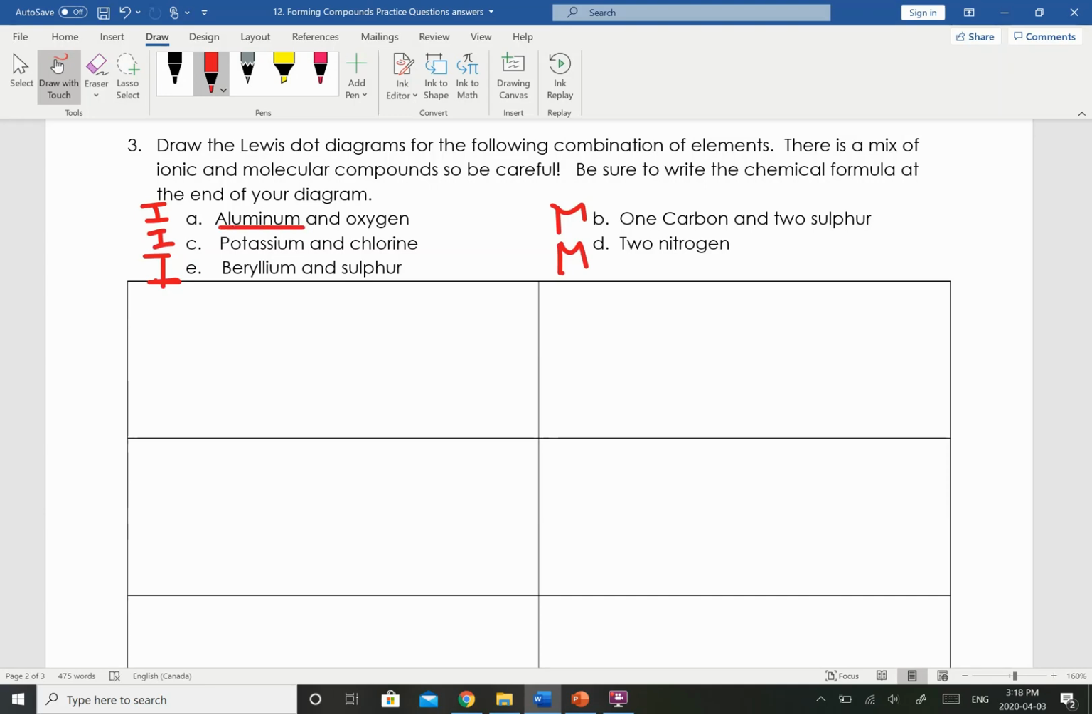So let's draw these out. A, B. So A, we're going to end up with Al. And remember, it's going to lose 3 electrons, so it will be plus 3, and oxygen will be -2. And when we work that out to figure out how many we need, we end up with Al2O3 because of the way the electrons are going to swap.